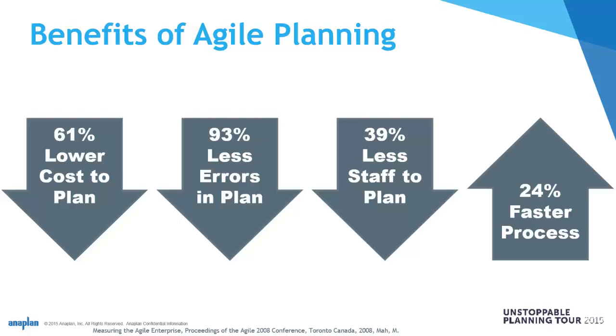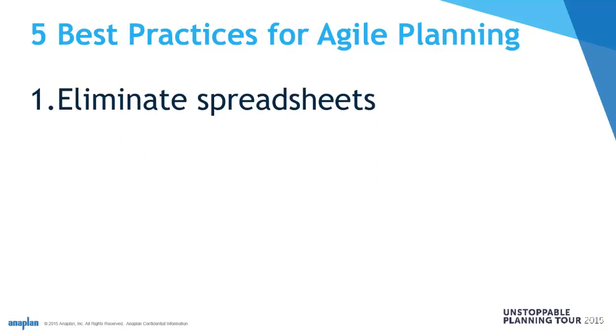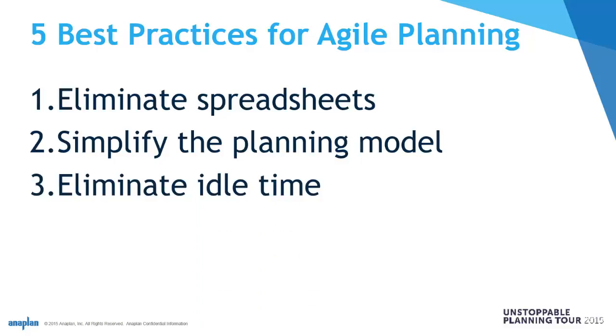So that's what Agile planning is and the benefits it gives you. Now, it's easy for any organization to move into the Agile world either quickly or slowly. During the other videos that follow this, I'll be outlining the 5 best practices to get you there. And those best practices are: 1, we need to eliminate the spreadsheets that are the epicenter of our planning cycles. 2, we need to simplify the planning model itself. Learn how to drive 80% of those drivers out of your plan and leave the 20% behind that are the effective planning elements. We need to eliminate the idle time between the silos.